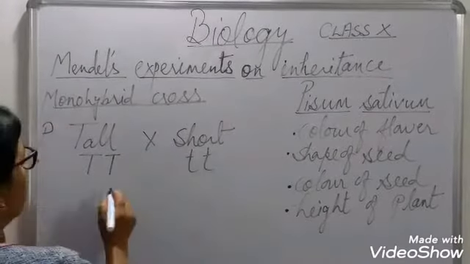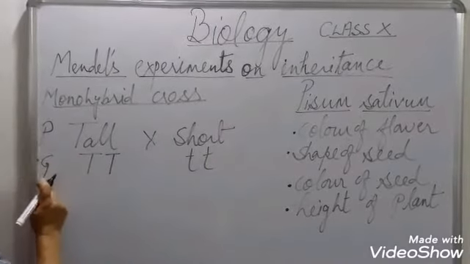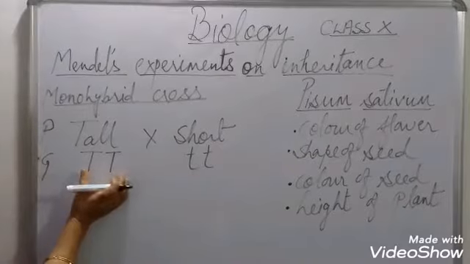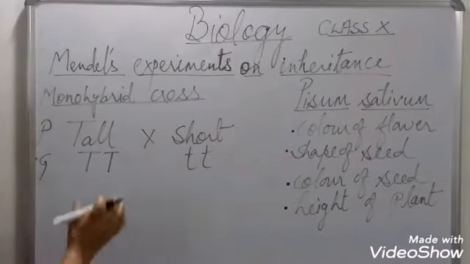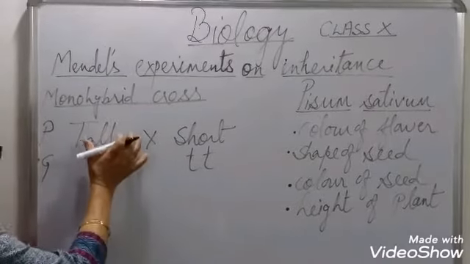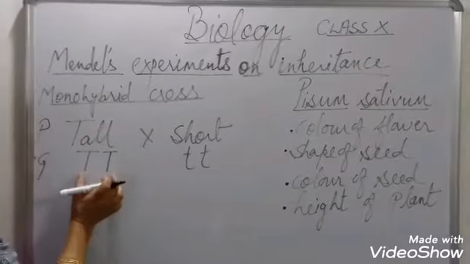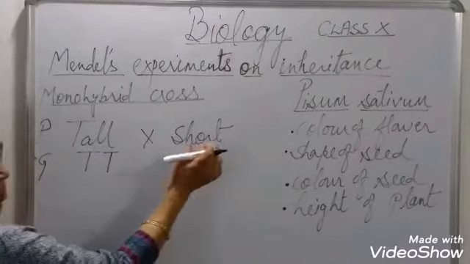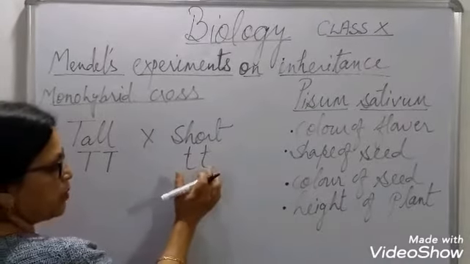Alright. Now see, what will happen? This is called genotype. I'll write in short, genotype. So what is genotype? Genetic constitution of a character. Genetic constitution of a trait is known as a genotype. So tall genotype is TT. Short height, the genotype is tt, small t, small t.